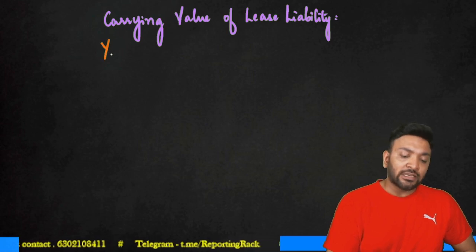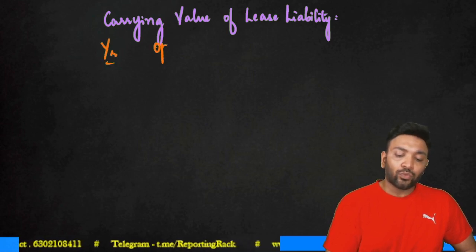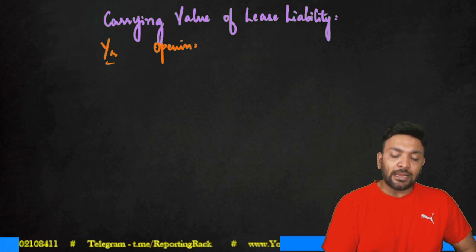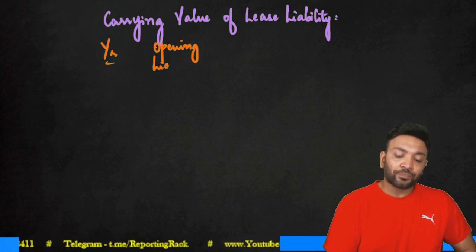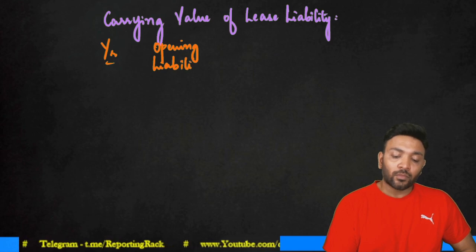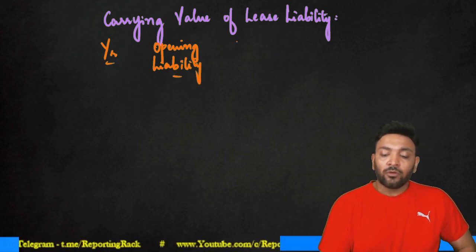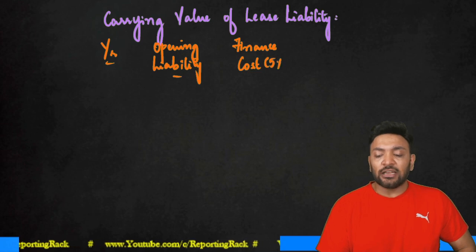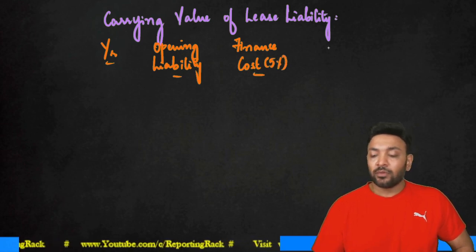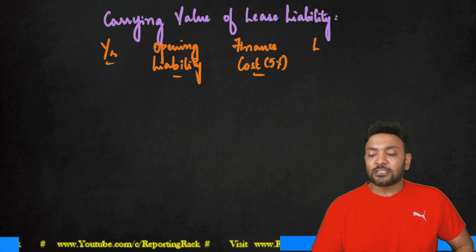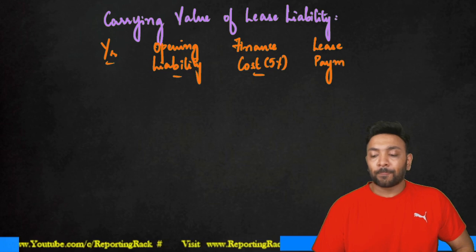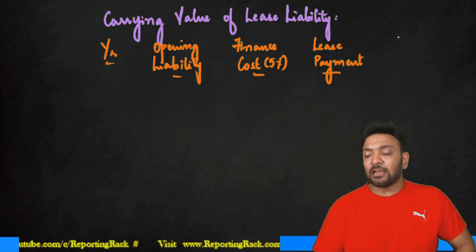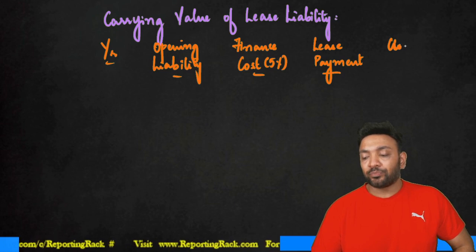Maintain columns here: opening lease liability, finance cost at the rate of 5%, which was measured initially on the date of inception, lease payments made every year to the extent of 1 lakh. Finally, determine what is the closing liability.